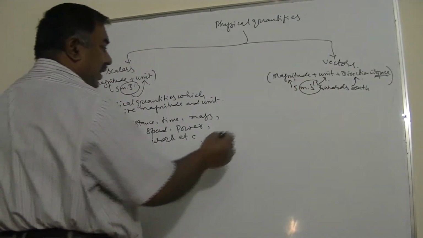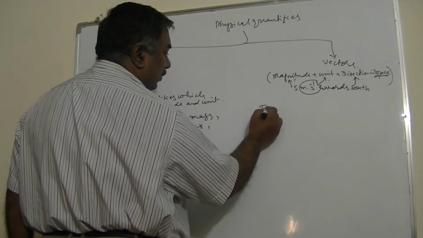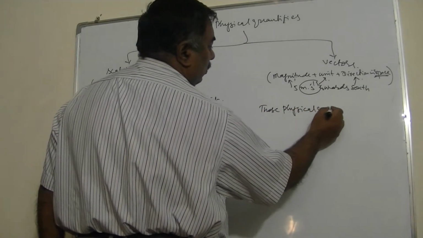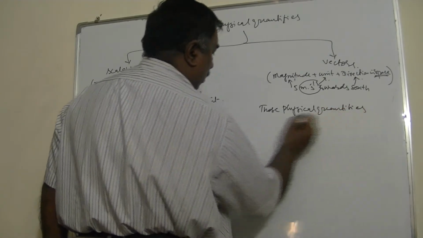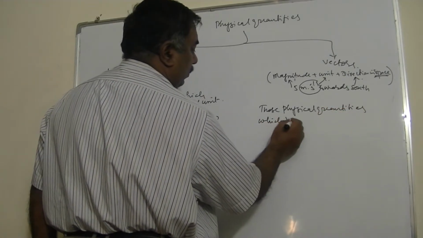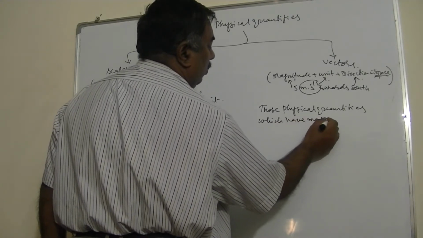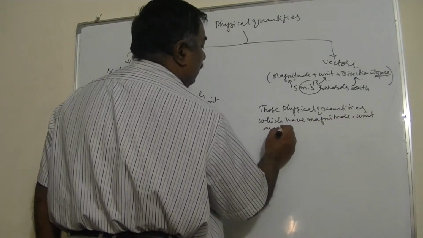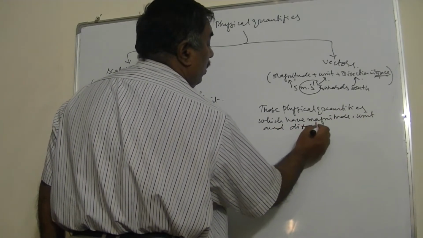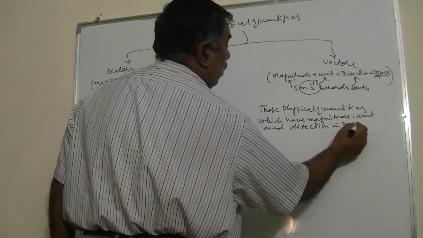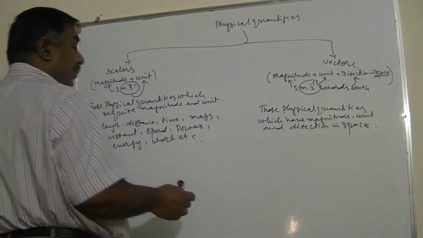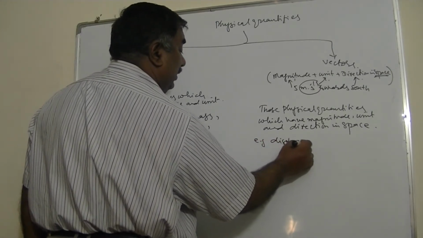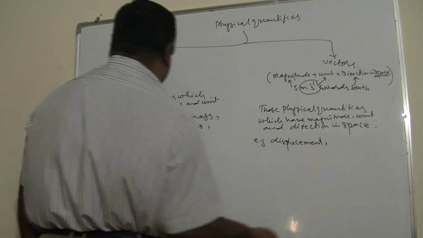Now I define vectors as those physical quantities which have magnitude, unit and direction in space. Now, for example, there are a few examples: displacement. See, distance is a scalar, but displacement is a vector.